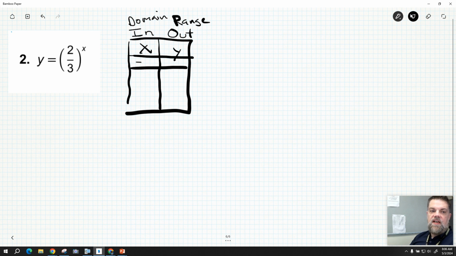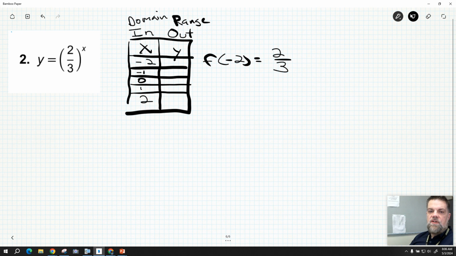So I think we did -2, -1, 0, 1, and 2, right? So to do this by hand, I'm going to say f of, and as I was walking around, I really liked that I saw this, f of -2. So that means we're going to do this: 2/3 in parentheses raised to the -2.